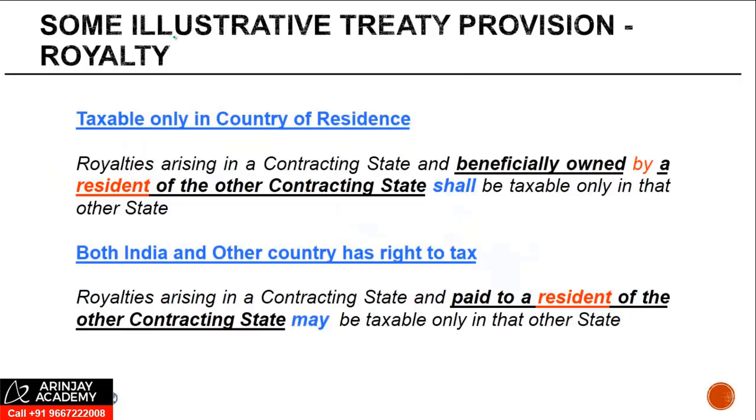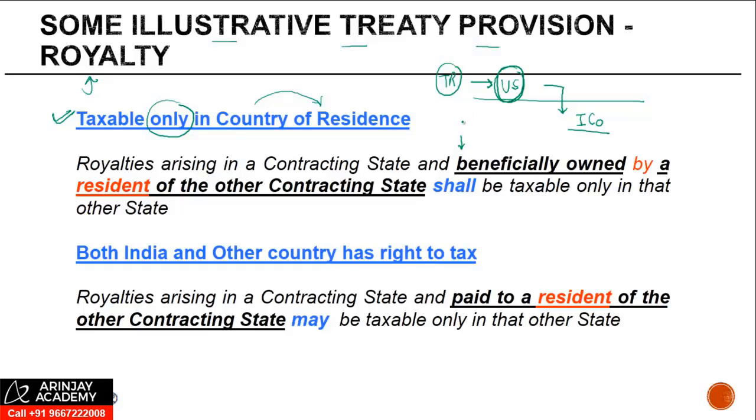Let us now look at some of the illustrative provisions in various treaties in respect of royalty. The first example we are going to see is a case where the royalty is taxable only in the country of residence. So if there is a US person who is providing services to an Indian company, and he is a tax resident of US, in such cases the royalty will be taxable only in US.